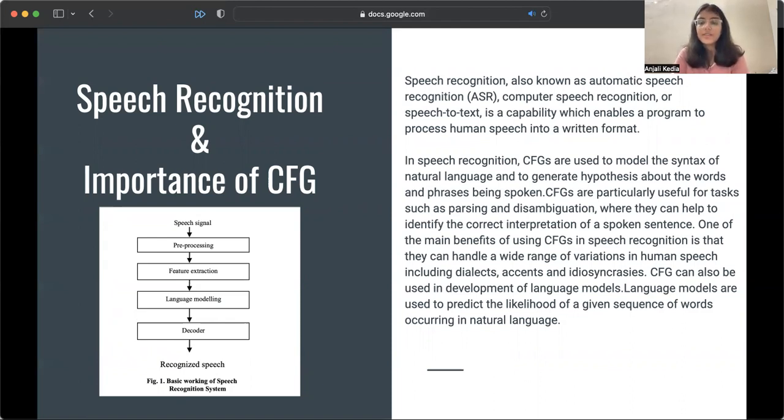In this, CFGs are used to model the syntax of natural language and to generate hypotheses about the words and phrases being spoken. CFGs are particularly useful for tasks such as parsing and disambiguation, where they can help to identify the correct interpretation of a spoken sentence. CFG can also be used in development of language models. Language models are used to predict the likelihood of a given sequence of words occurring in natural language.